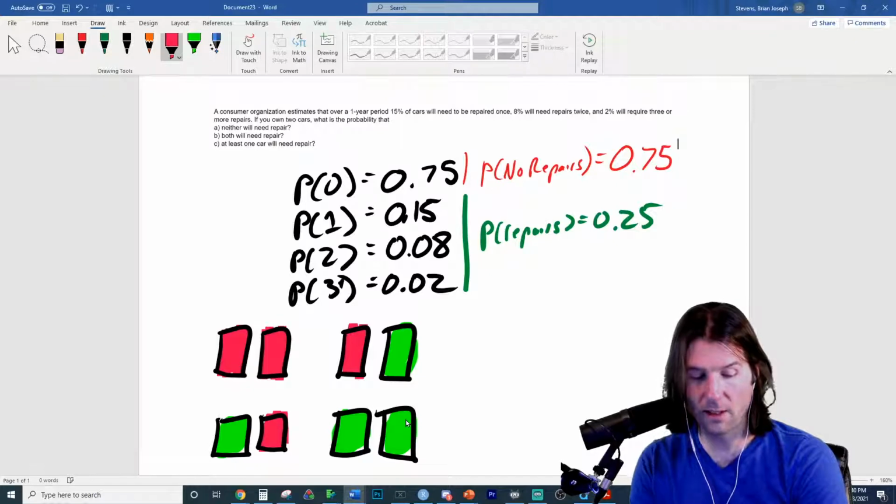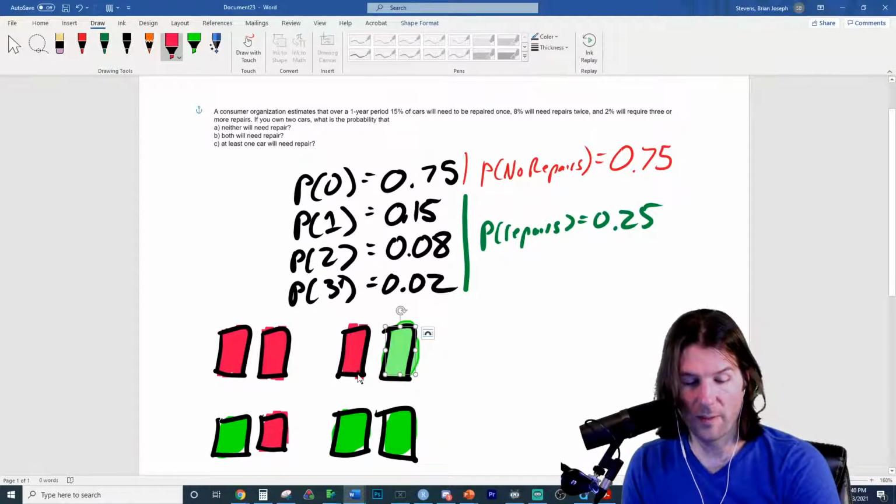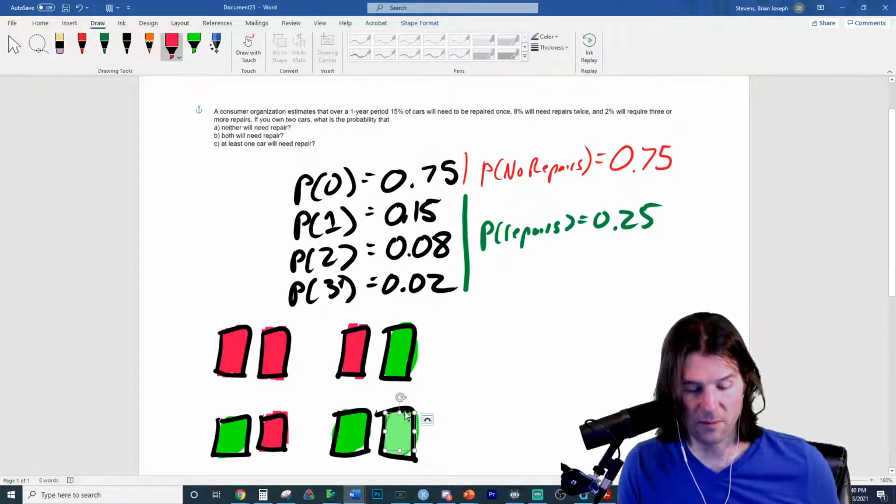This is everything that can occur right here. We've actually just mapped out all the probabilities right here. I wish I'd left myself more room.